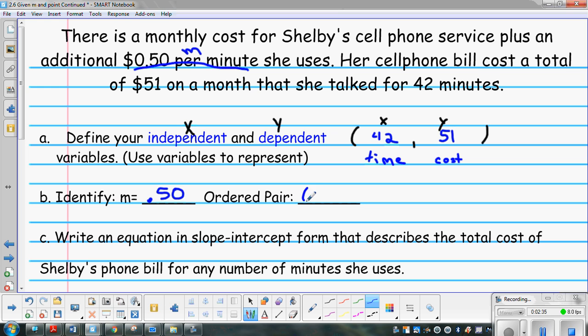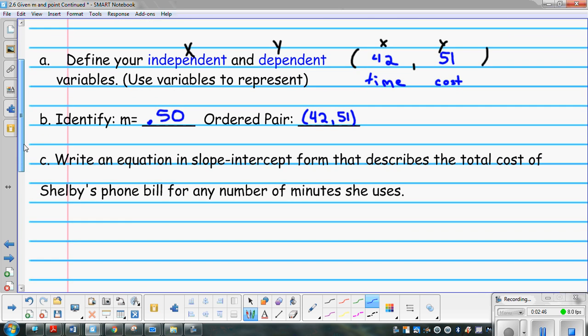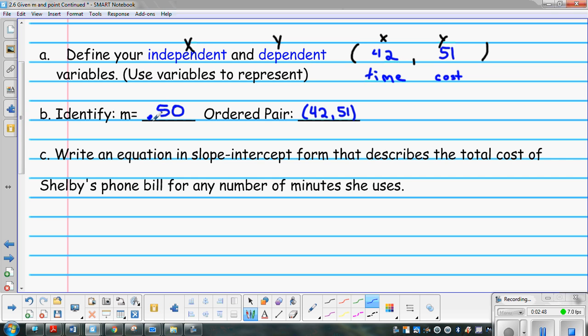The ordered pair that we just created below is the point (42, 51). Oh, look at that. We have a point and a slope. Anytime we are given a point and a slope, we generally go to point-slope form. Once we're in point-slope form, we can then convert it to slope-intercept form. So go ahead, take a moment if you need to pause to write all this down. We've got our independent and dependent, which created our slope and our ordered pair.